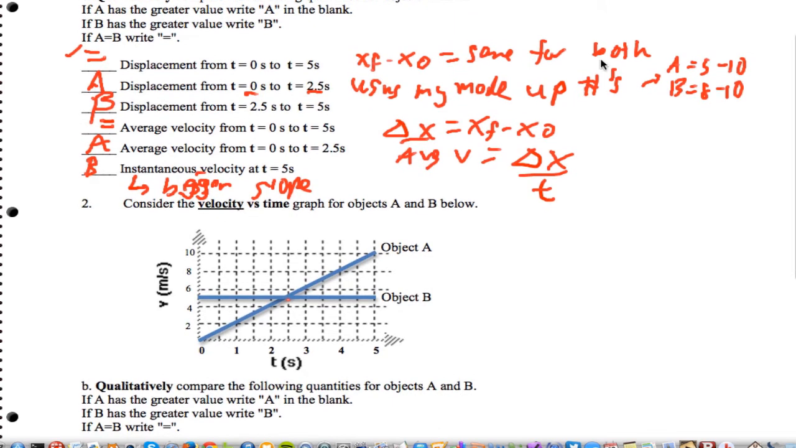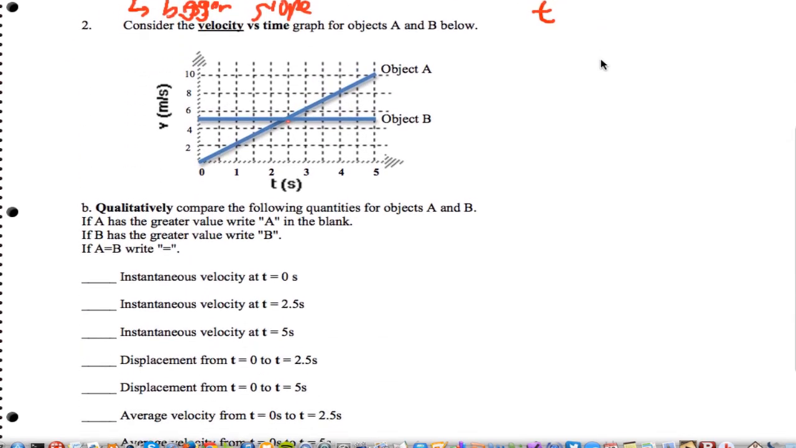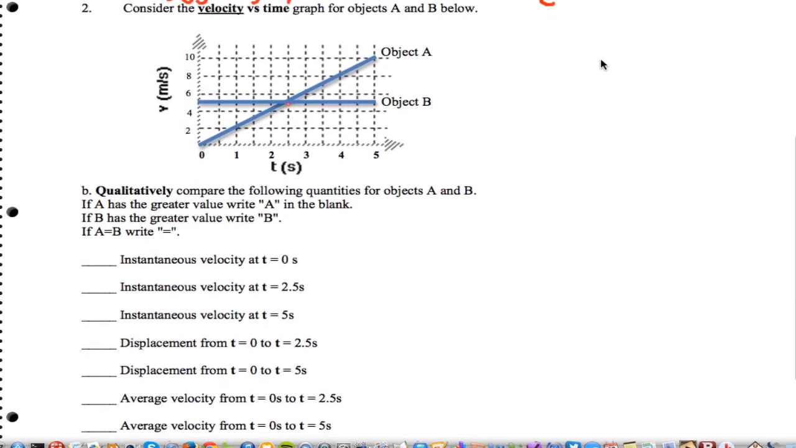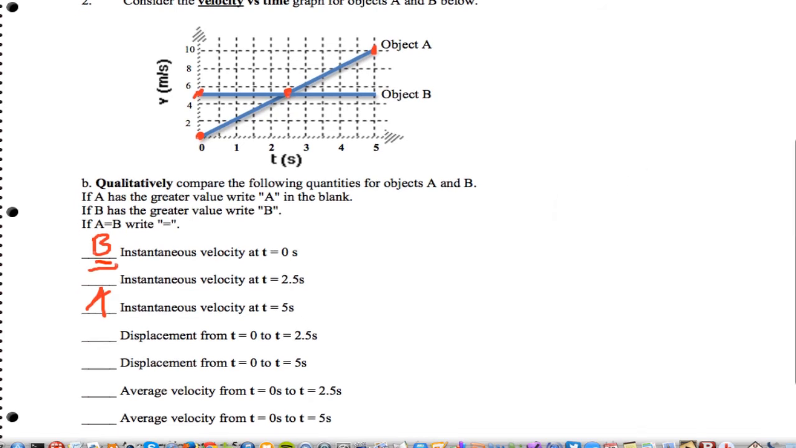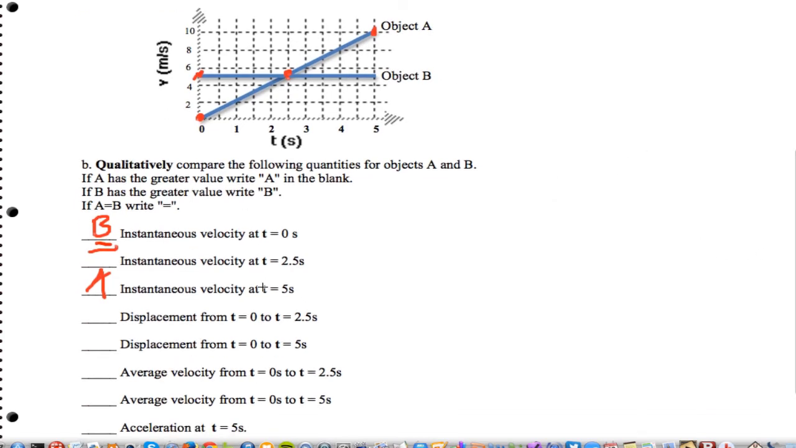Now, moving on to number 2. We have the same situation, but now we're looking at a velocity versus time graph. So let's go ahead and compare things. I want to know how the instantaneous velocity at t equals 0 compares. Well, looks like object B is going faster. When I look at it at 2.5 seconds, object B and A are actually going at the same velocity. When I look at them at 5 seconds, object A is clearly going faster when I read it off the graph.